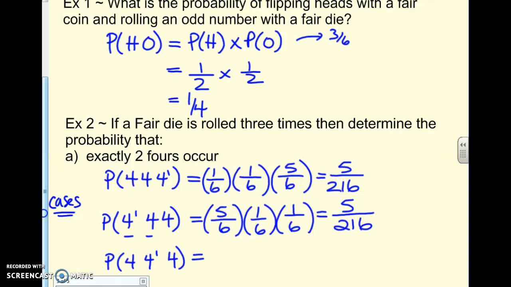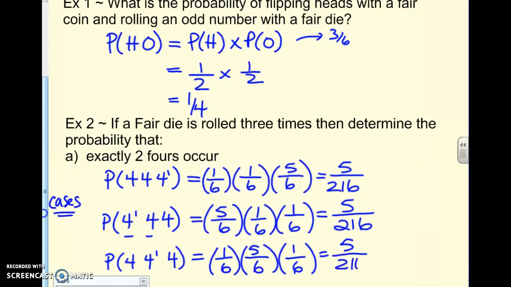Likewise, when I go to do the last one, probability that I roll a 4 is 1 out of 6, that I don't roll a 4 is 5 out of 6, and that I roll a 4 is 1 out of 6. So if you know that all of your probabilities are going to be the same, you could just multiply them by 3, or you can add these all together to get the probability as 15 over 216.